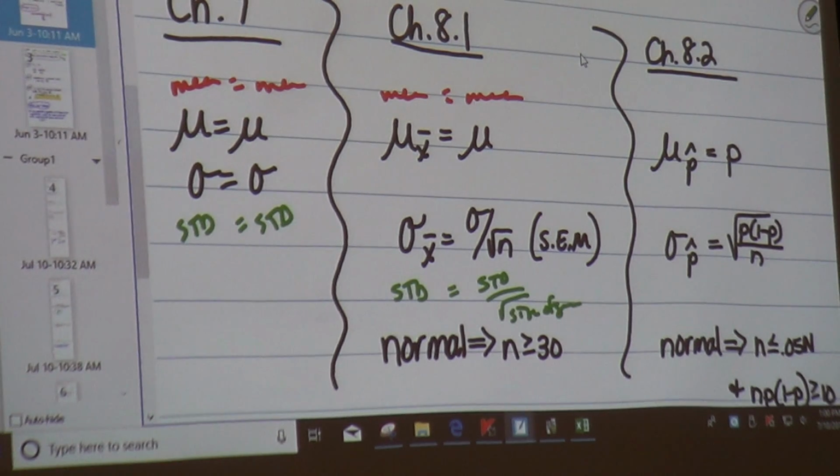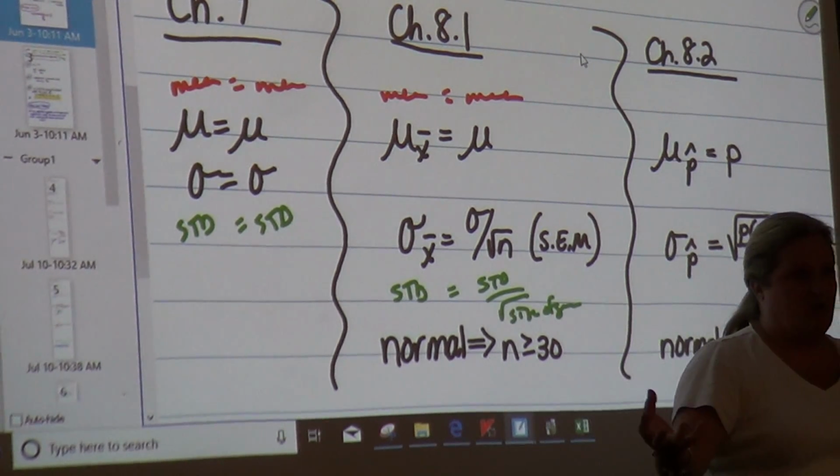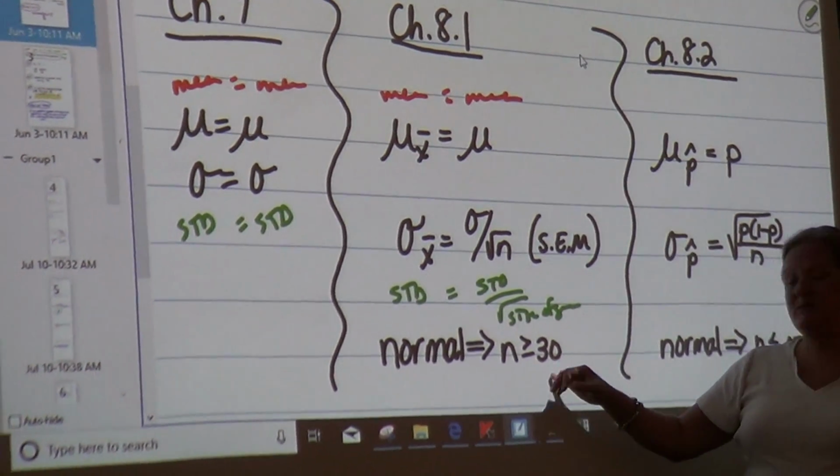Now, for a normal size group, we don't want to do groups of 5 or groups of 7. We like our group size, our sample size, to be at least 30.